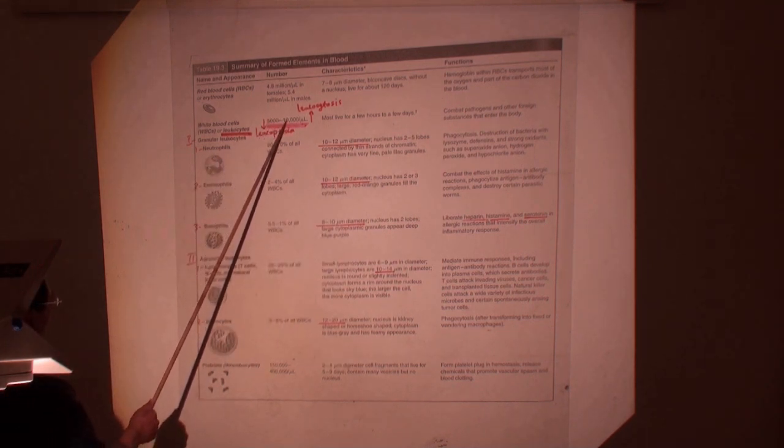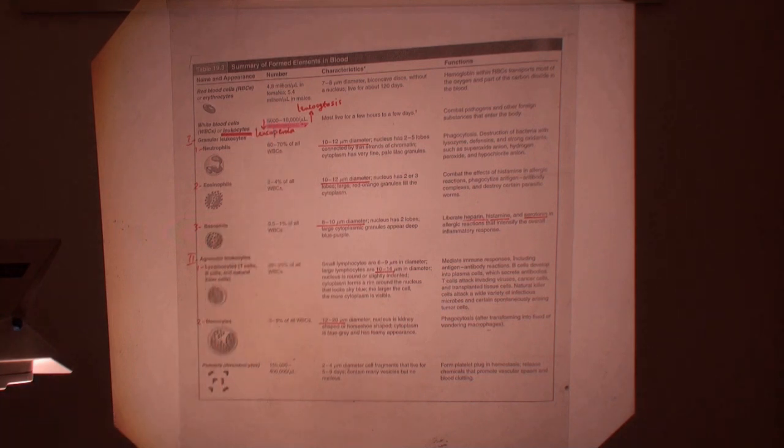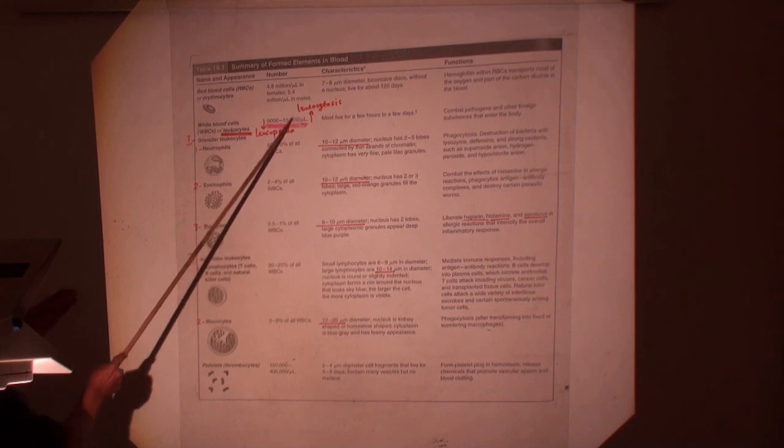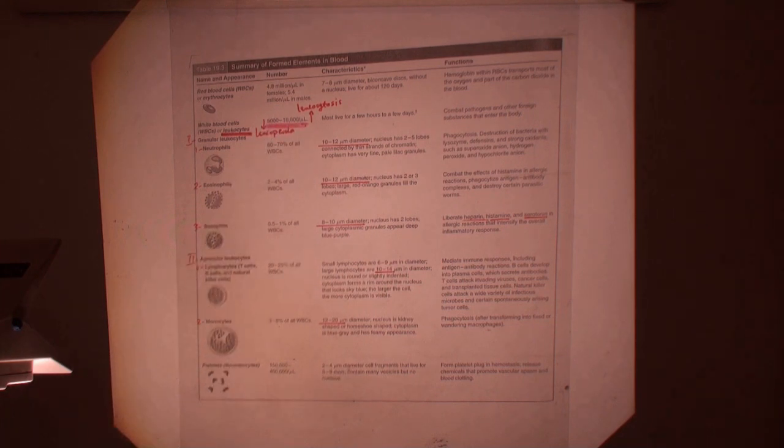Anyway, in this table, 5,000 to 10,000 cells in 1 microliter. This unit is used to count the white blood cells. Also, we can use millimeter cubic as well as milliliter and liter, similar to the RBCs.